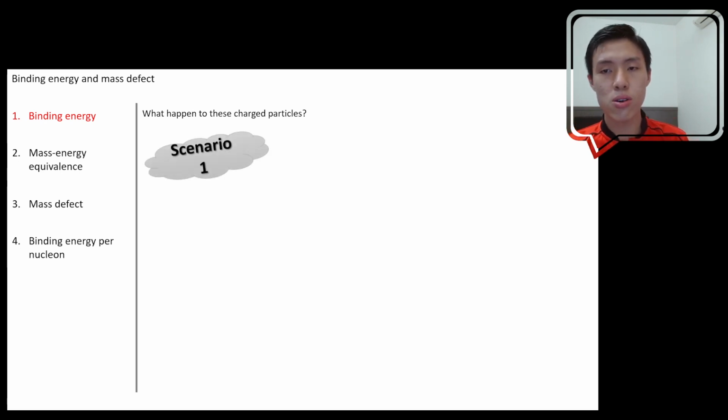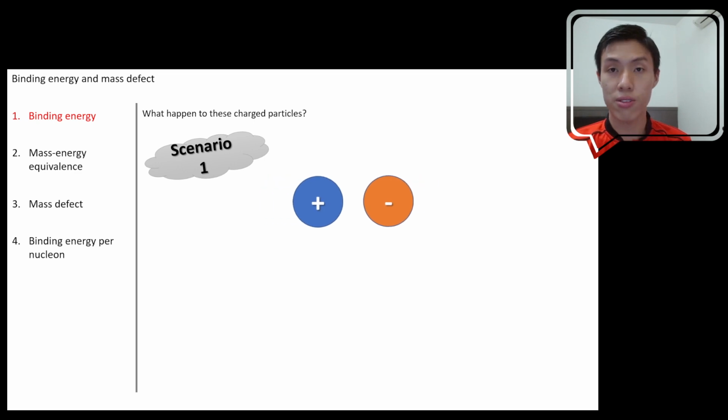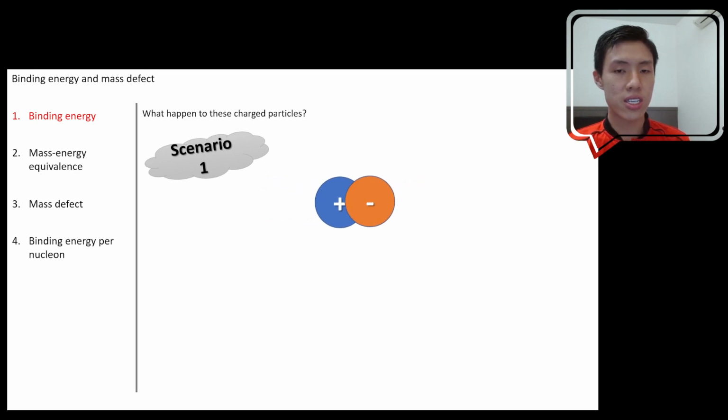Okay, so scenario 1 involves two charges. They are oppositely charged, one positive, one negative. So from understanding of electrostatic forces or Coulomb forces, you should know that opposite charges, they should attract each other. So in that case, they will try to move towards each other if they are able to freely move. So in this case, they attract.